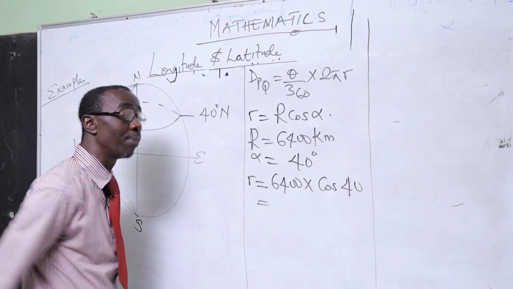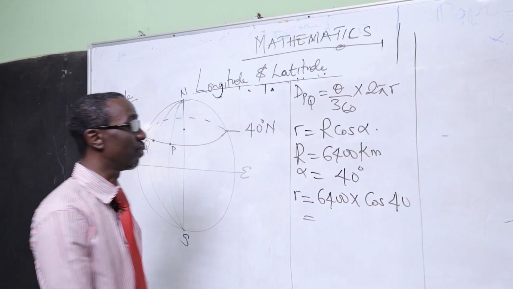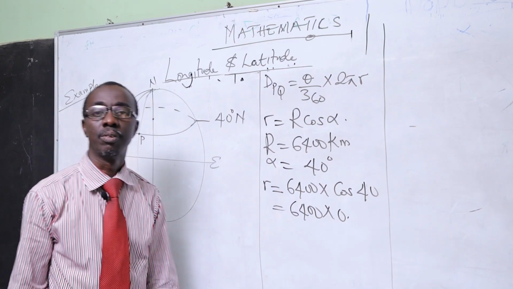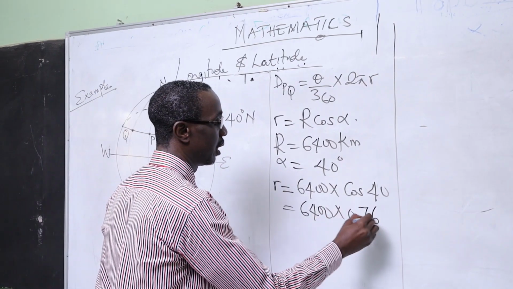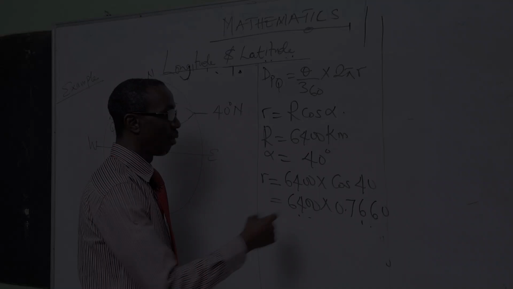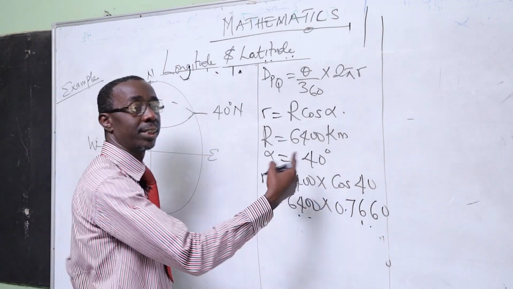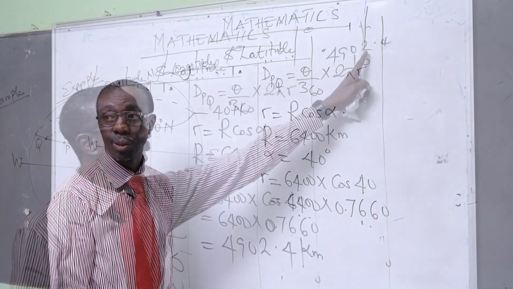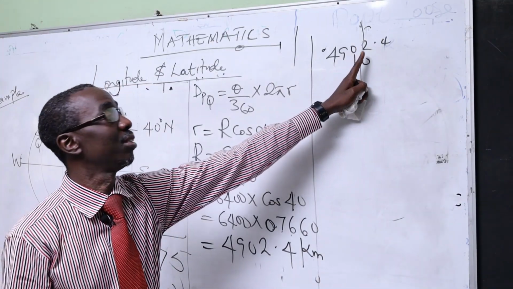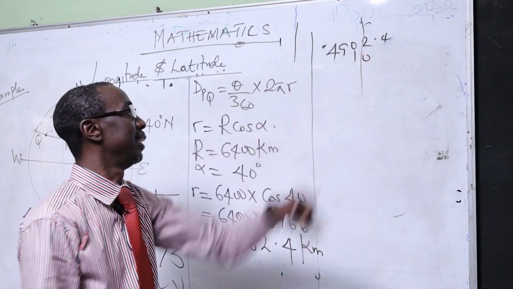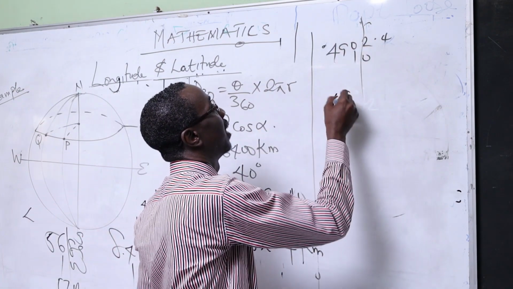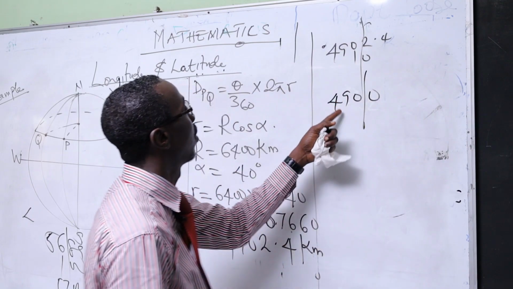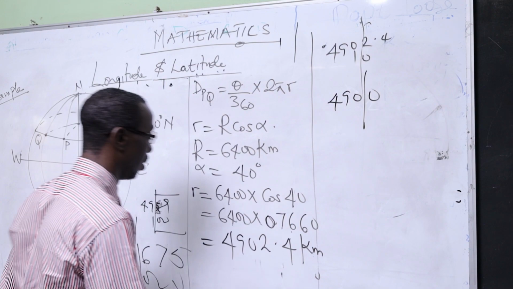Somebody will help me from my audience to get what cos 40 is. 6,400 times 0.7660. Okay, we now know that cos 40 is 0.7660. Can somebody get the product? That gives 4,900. That's to the nearest what?